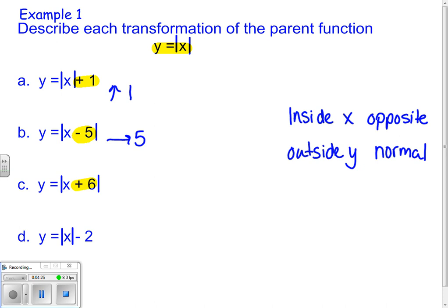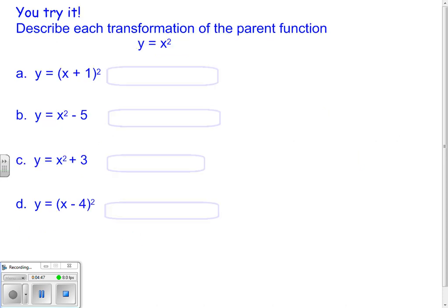Letter C, the +6 inside is done to the x, and it's opposite. We think a plus moves to the right, but actually moves to the left 6. And then letter D, the -2 is done outside of the grouping symbols, which means it's done to y, and it's normal. A -2 moves it down 2. Pause the video for a second and do the you try it.